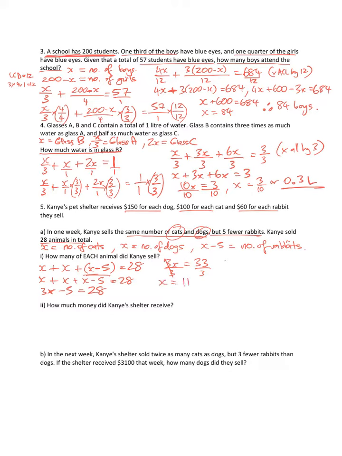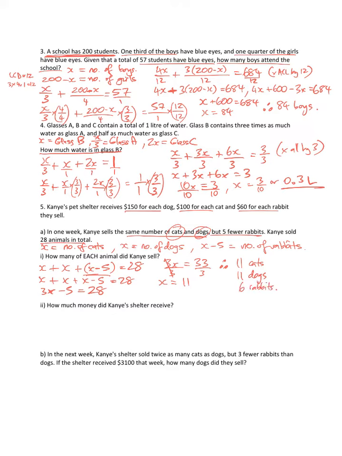How many of each animal did Kanye sell? Therefore, 11 cats. Because we worked out X is equal to 11 and we decided X was the number of cats. Because the number of dogs was the same, 11 dogs. And then how many rabbits? 5 fewer than 11. So 11 take 5 is going to be 6 rabbits.